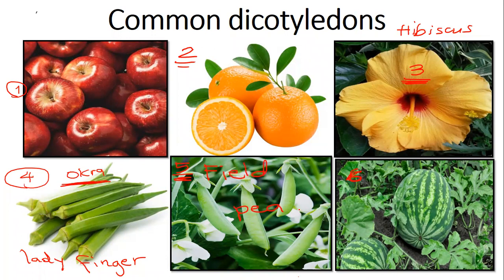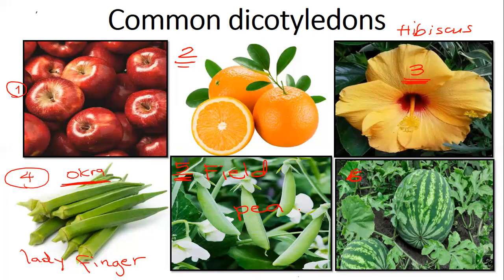So, number 6 is watermelon. These are the common, the famous dicotyledons. Common here is not a common noun versus proper noun; we are not talking about English grammar here. The meaning of common is like famous, that everybody knows.